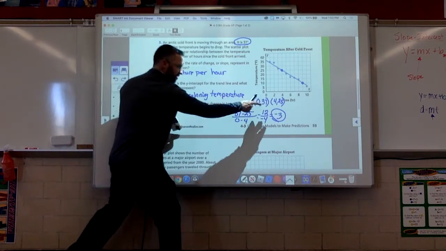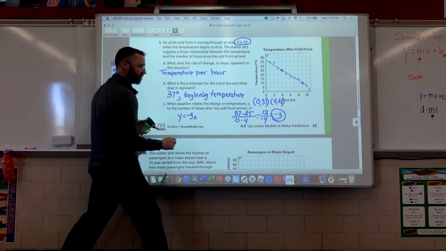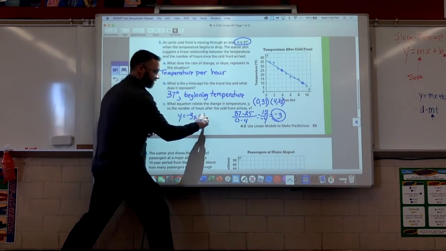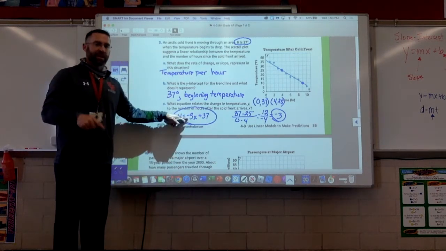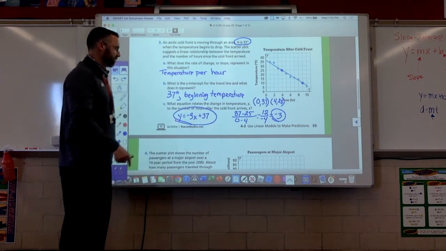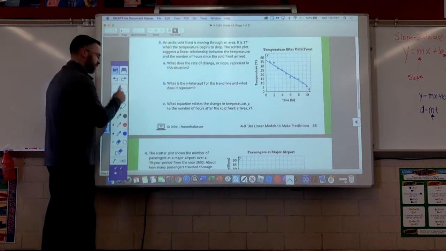So the equation, slope, y equals negative 3x. Where's it starting? Plus 37. What does this mean? It's dropping 3 degrees per hour. That's the temperature it's changing per hour. Okay? You ready to move to the back? I am if they are.